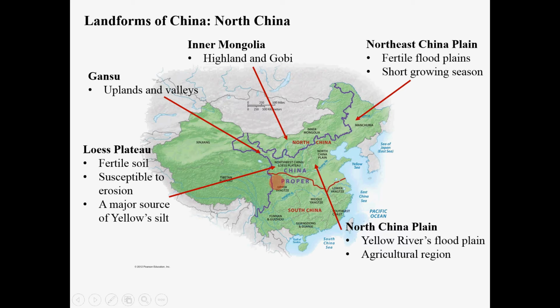The dirt itself is fertile, but is loose in texture. It's very susceptible to erosion when you have heavy rain or river run through the region. It can generate very severe erosion. So this is a major source region for the silt and the sediment of the Yellow River.